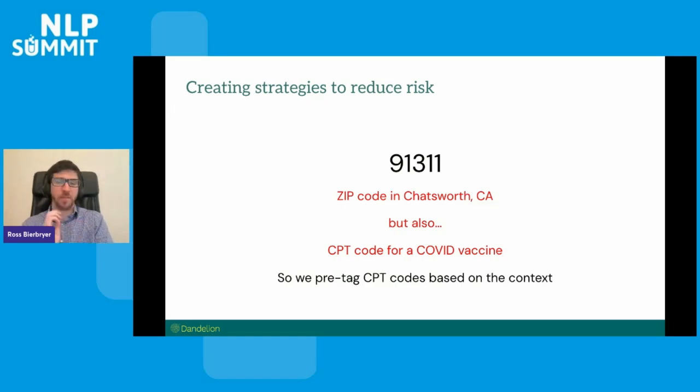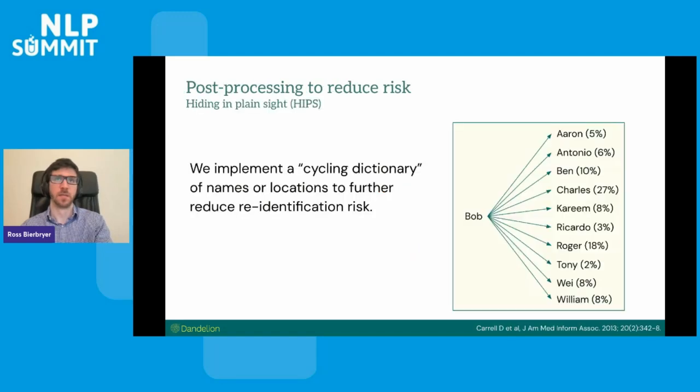But even still, you have to be careful about some of the context and say, okay, if we see the number 91311, are we talking about something that is COVID related? If so, we want to make sure that it is considered a CPT code. Otherwise, it is most likely a zip code. And then we'd also want to have some context, like, is there an address mentioned right before the 5 digit number? So that's all our pre-processing.